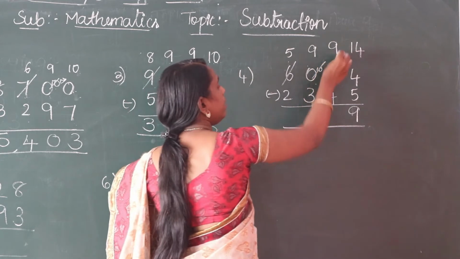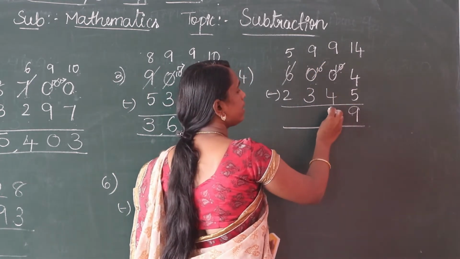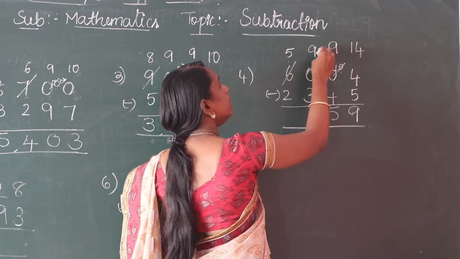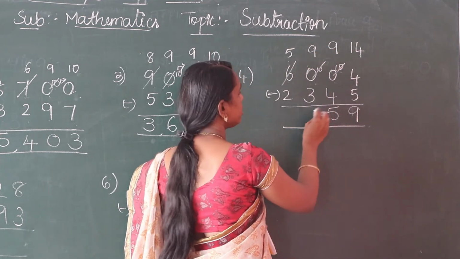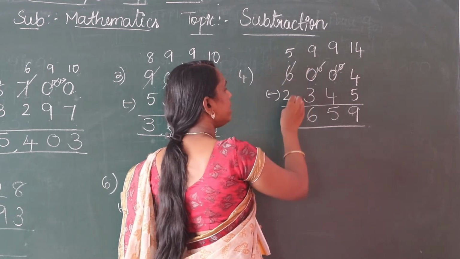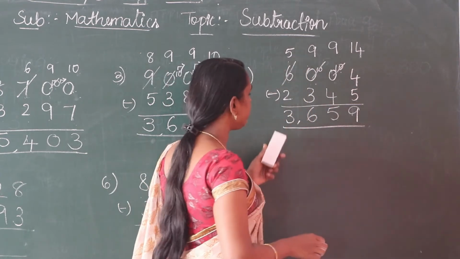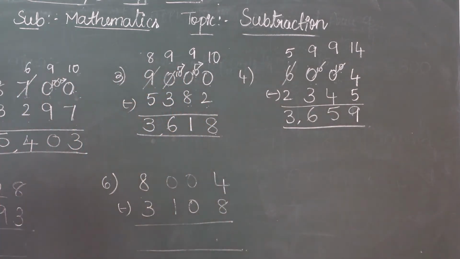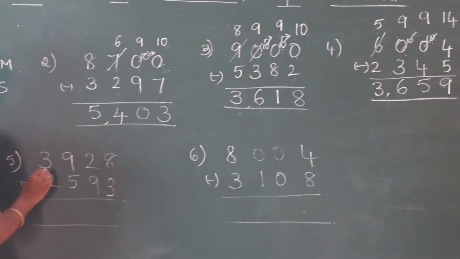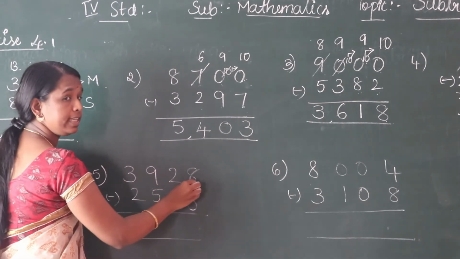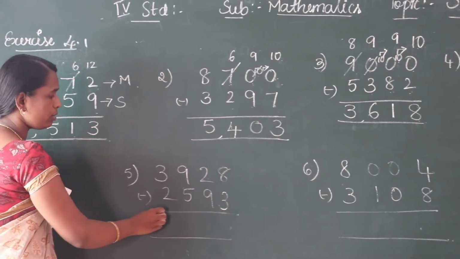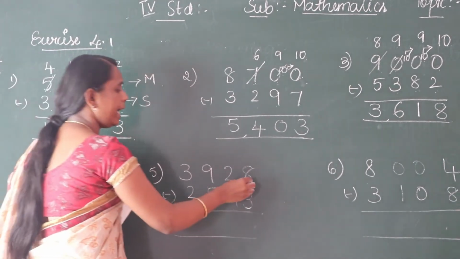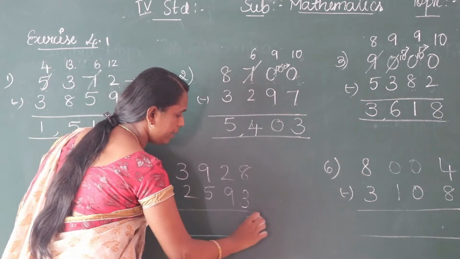Next, 9 minus 4, how much children? 5. 9 minus 4, 5. 9 minus 3, how much? 6. 5 minus 2, 3. Answer is 3659. Next, fifth sum is, see, here 3928 minus 2593 is subtracted.